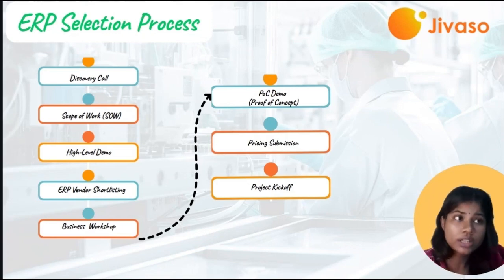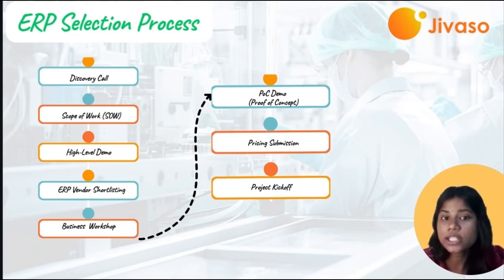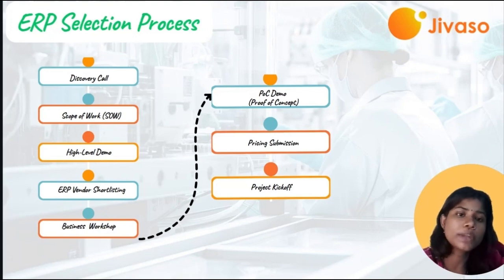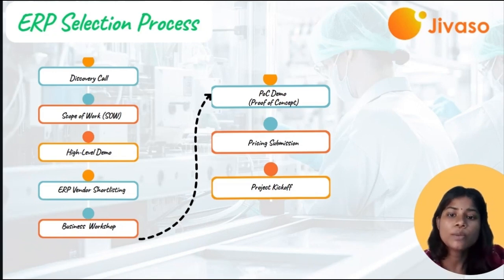I've seen instances where an ERP did not really go well because they did not have the buy-in or a good to go from the other departments. Once we're aligned on this, we move into a proof of concept demo. This is where you see your specific workflows in action. This is where things get real and you can validate how the system handles your day-to-day functions.